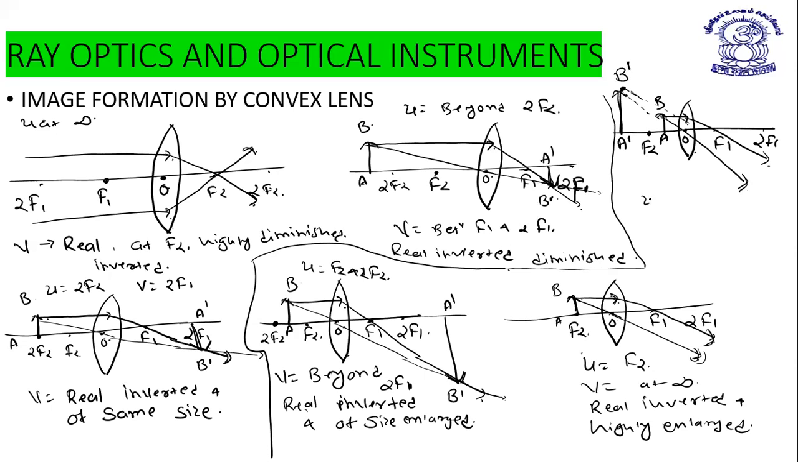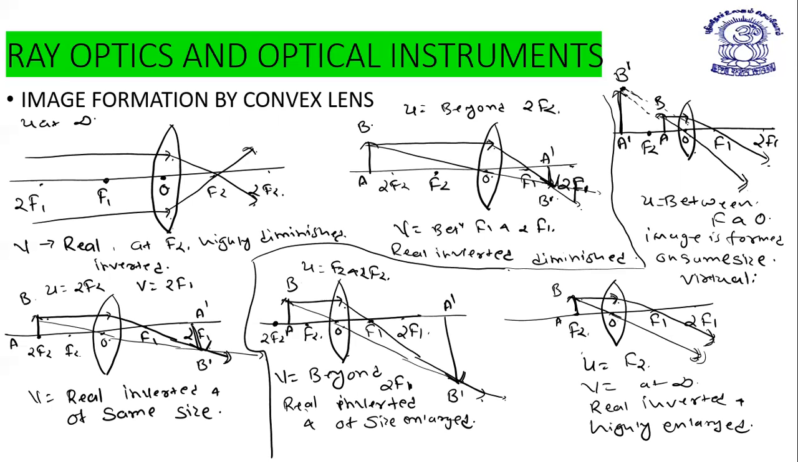So if the object is kept between F and O, then the image is formed on the same side as that of the object. So the image is virtual.